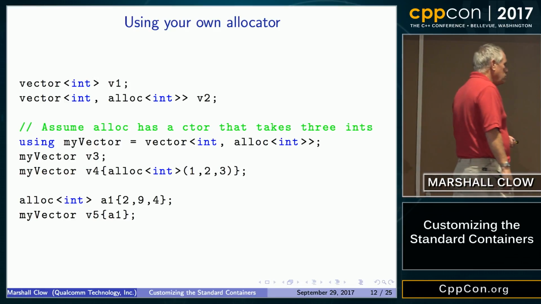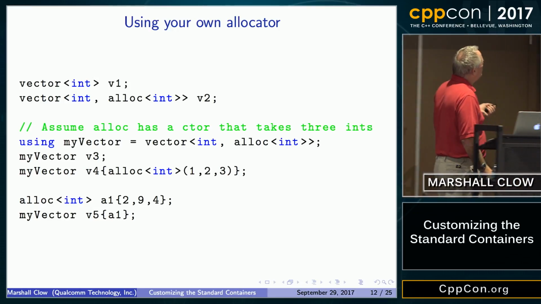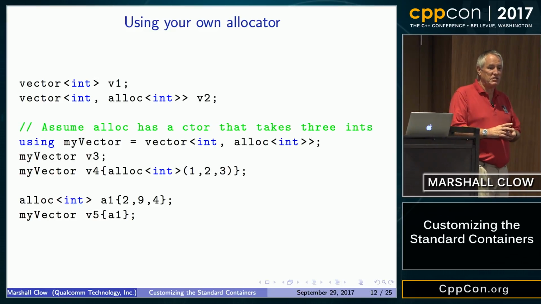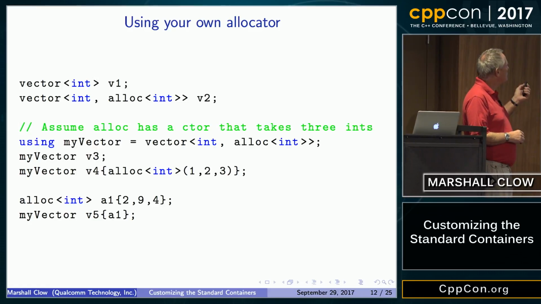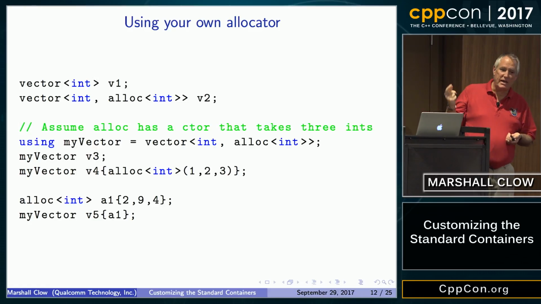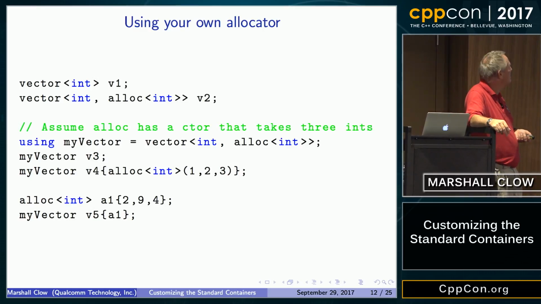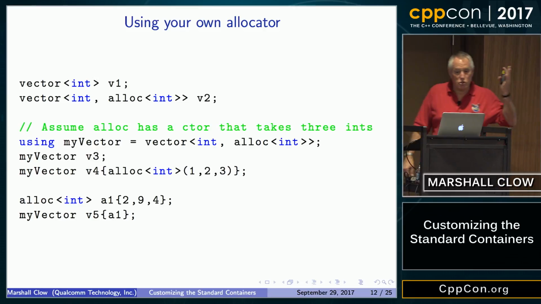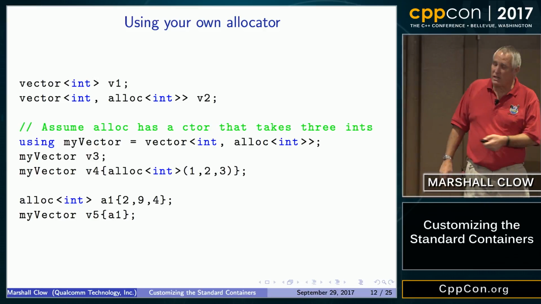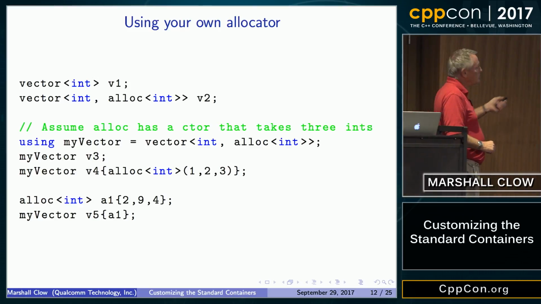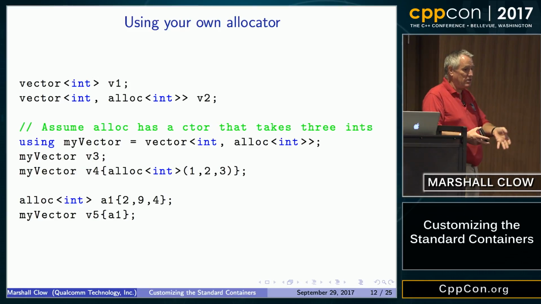Okay, some really simple examples about using your own allocator. I have my own allocator here. It's called alloc. I'm not showing you a definition for alloc. Please go to some of the other talks to see how to write your own allocators. But we're going to assume that alloc has a default constructor and a constructor that takes 3 ints. So we have vector int v1. This uses std allocator int in particular. We have vector int of alloc of int v2. When v2's constructor gets run, it's going to default construct an object of type alloc int. Just like the first line, when its constructor runs, it's going to default construct an object of type std allocator int.